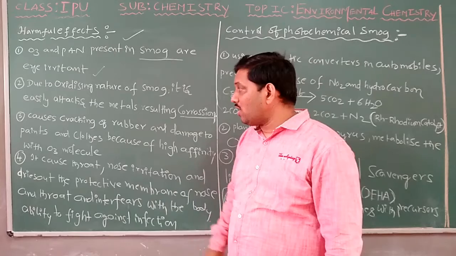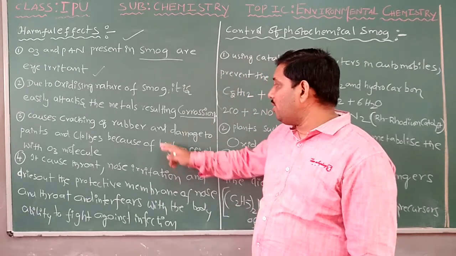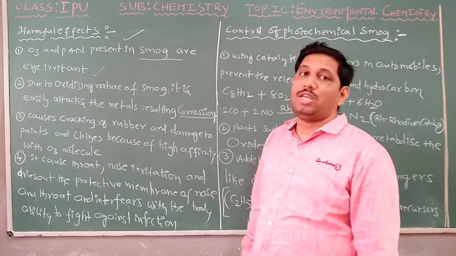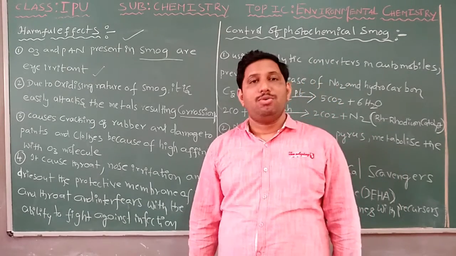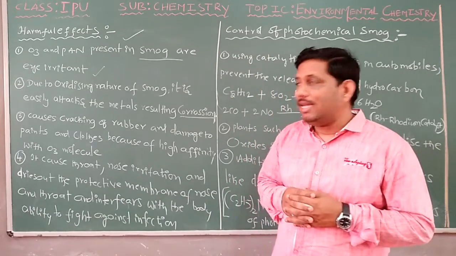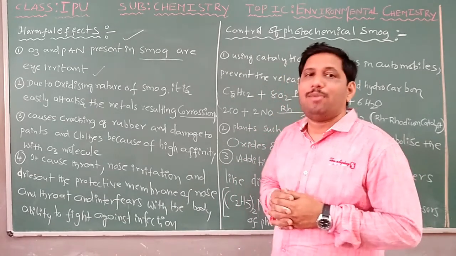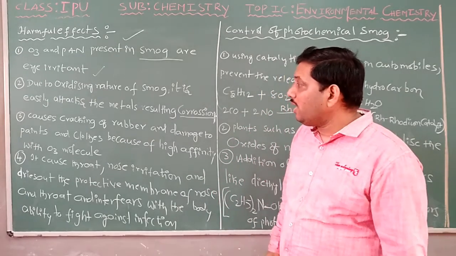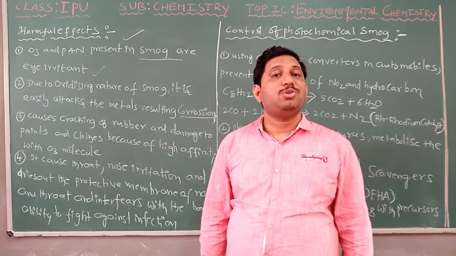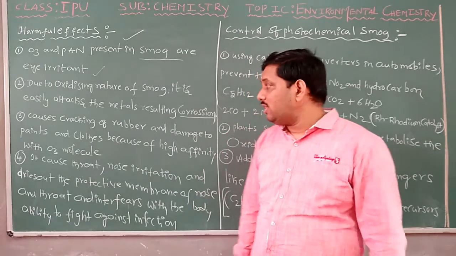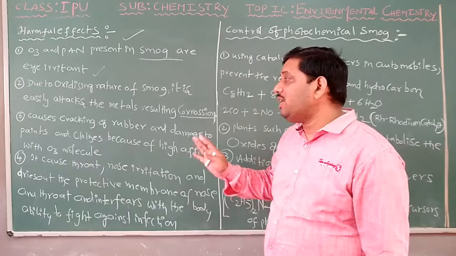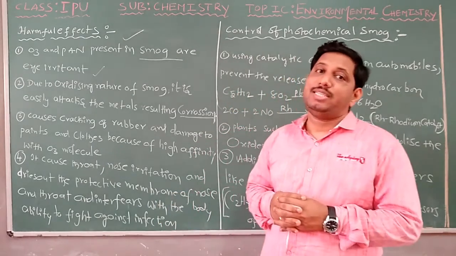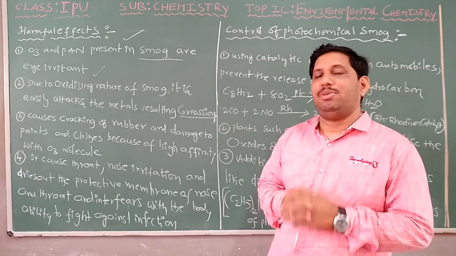The photochemical smog causes cracking of rubber and damage to paints and cloths because of high affinity with the ozone molecule. It can easily crack the rubber, that is, break down the rubber, and damage paints as well as the cloths. The reason is the rubber has high affinity with the ozone molecule. Due to this reason, the cracking of rubber takes place.